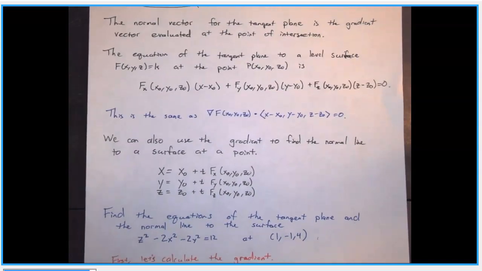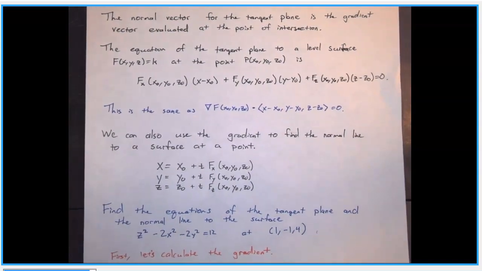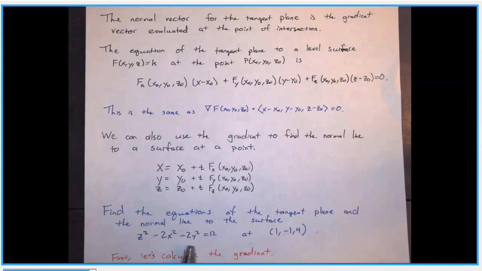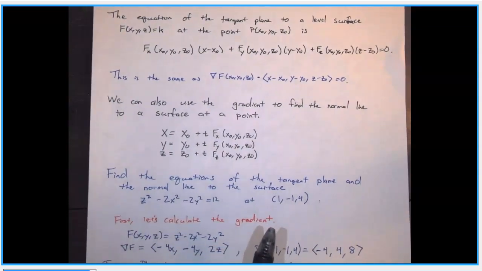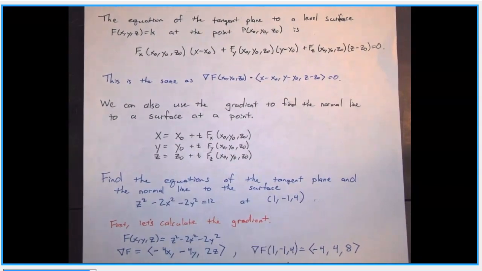So the first thing I'm going to do is I'm going to calculate the gradient. So I'm going to take the partial derivative with respect to x, which is negative 4x, the partial derivative with respect to y, which is negative 4y, and the partial derivative with respect to z, which is 2z. So we get the gradient there.